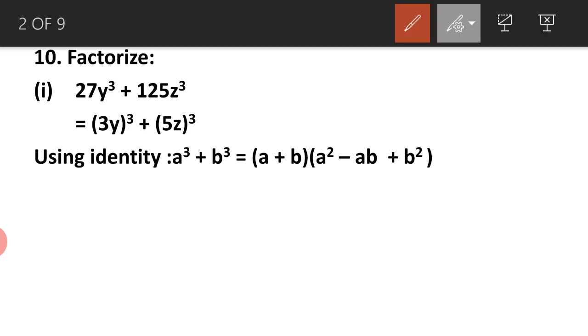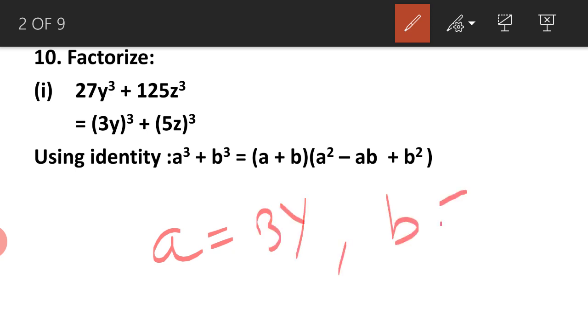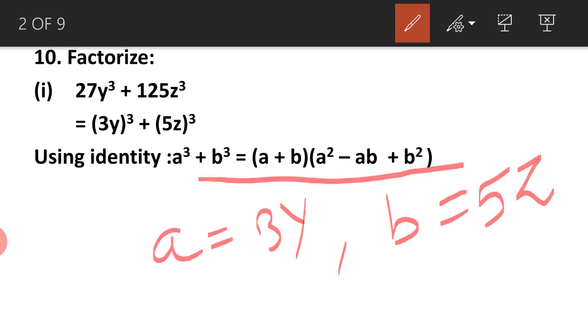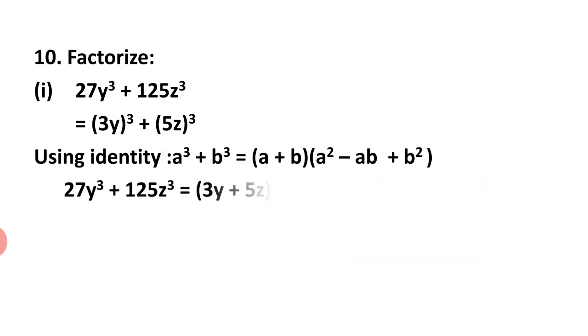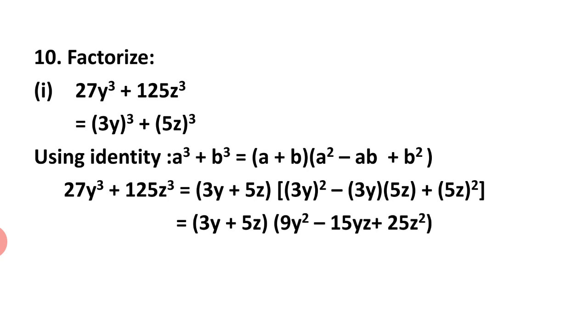Now here what is a? So here a is equal to, suppose, 3y and b will be equal to 5z. So substituting the values in the RHS, you will get factors of that particular expression. Is it clear, children? So let us go for substituting the values. We will get 27y cube plus 125z cube is equal to a plus b, that is 3y plus 5z, into 3y whole square minus product of 3y and 5z plus 5z whole square. Simplified, you will get 3y plus 5z into 9y square minus 15yz plus 25z square. So this is the answer or factorization.